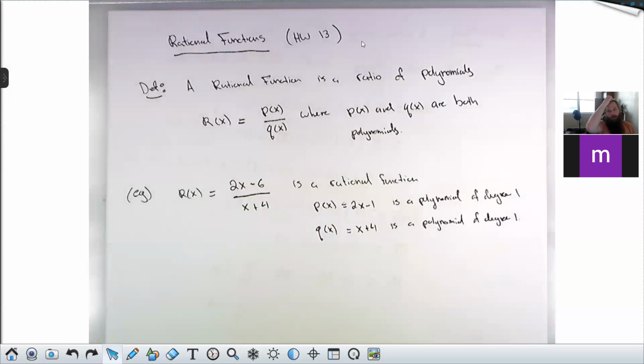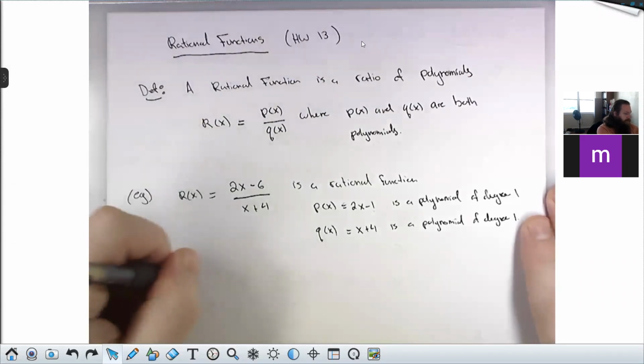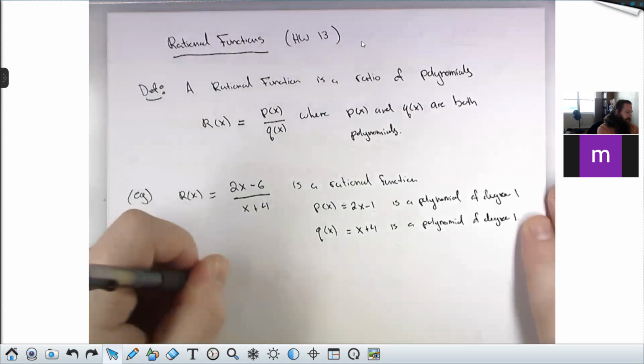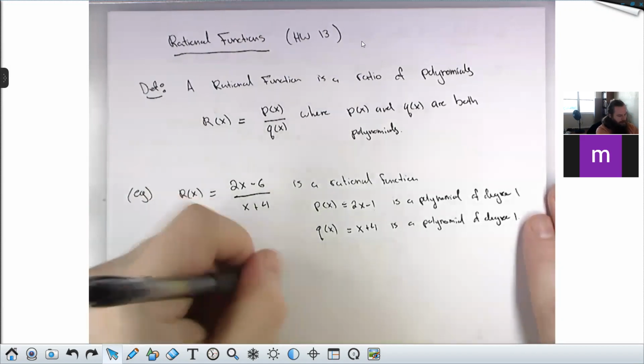So since the top and bottom both on their own satisfy the definition of a polynomial, this thing must be a rational function. Other examples? 1 over x. This is a rational function.